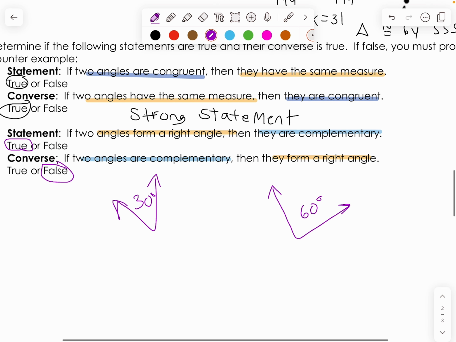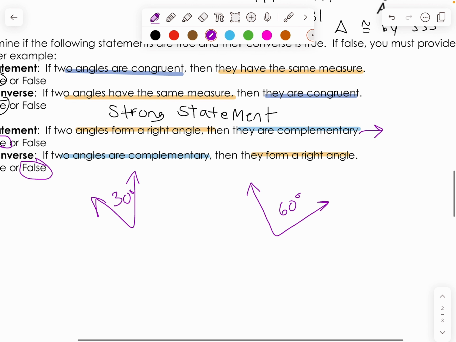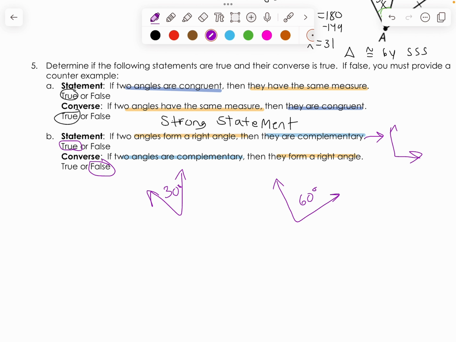This one above, if you wanted to see why it's true, if you have two angles forming a right angle, then they are complementary. It doesn't matter what those angle measures are. If they're forming a right angle, they have to add up to 90 degrees. All right, work on your practice problems.